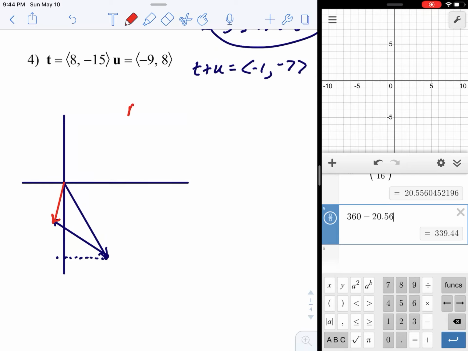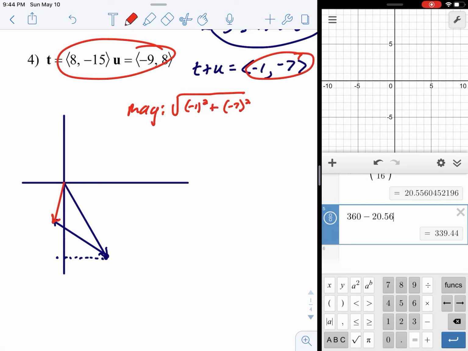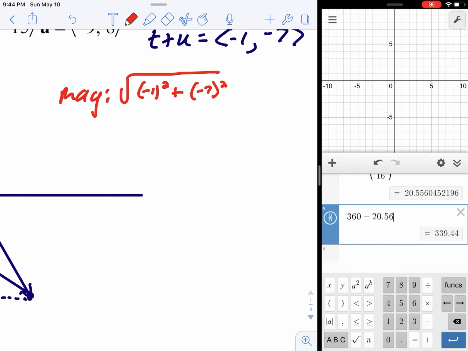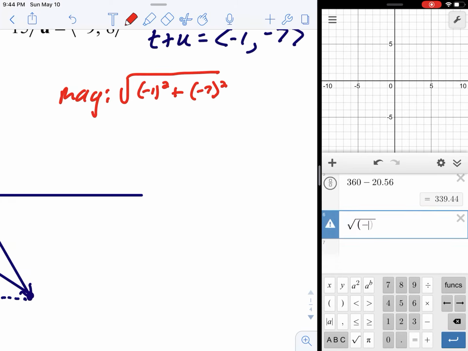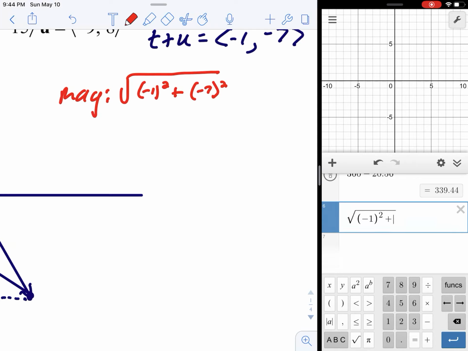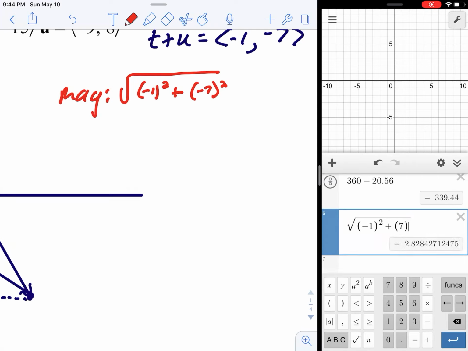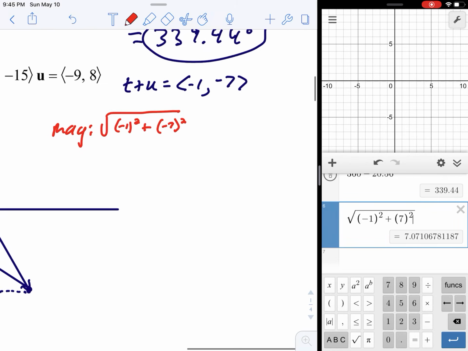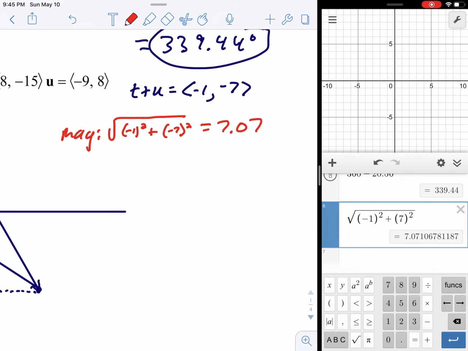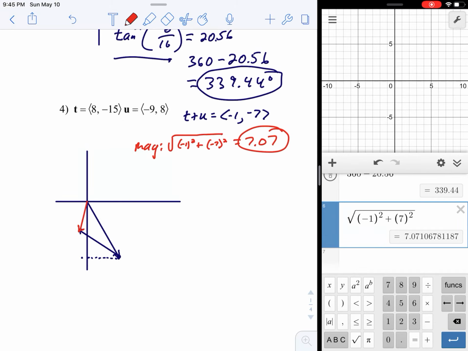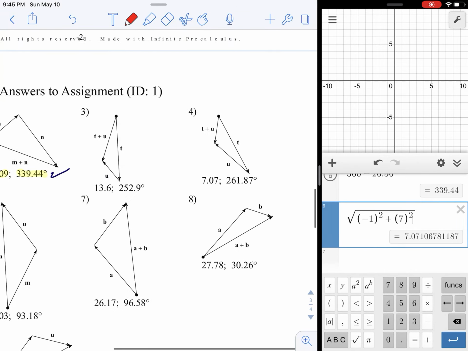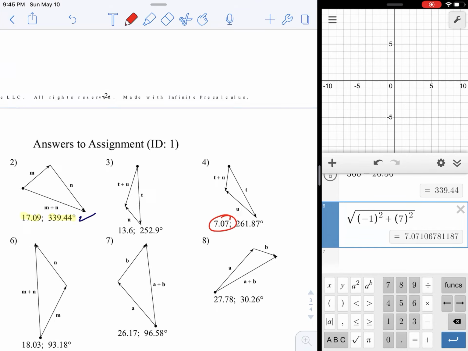The magnitude, I'll just do mag for magnitude. It's the square root of negative 1 squared plus negative 7 squared. I'm not going back to these numbers right now. I'm just going straight from those resultant numbers. So what is the square root of negative 1 squared plus negative 7 squared? It's going to be the square root of 50, which is 7.07. And before I get too far ahead and carried away, I'm going to scroll down and see if I'm right. And there it is. Looks good.